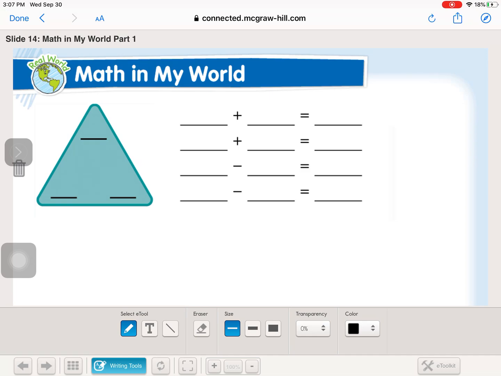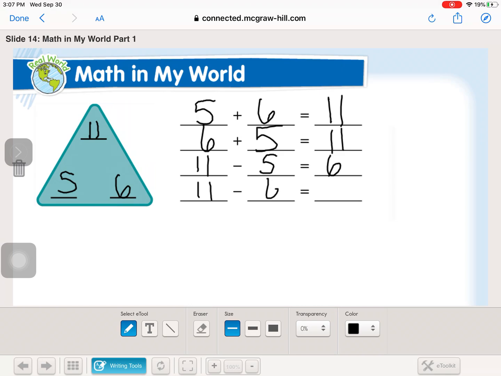Let's do, for our example, 11, 5, and 6. Okay, so I've got 5 plus 6 equals 11. 6 plus 5 equals 11. And then I need to start with my whole for these two and switch my parts for the bottom parts of my subtraction. So we could do 11 minus 5 equals 6 and 11 minus 6 equals 5.